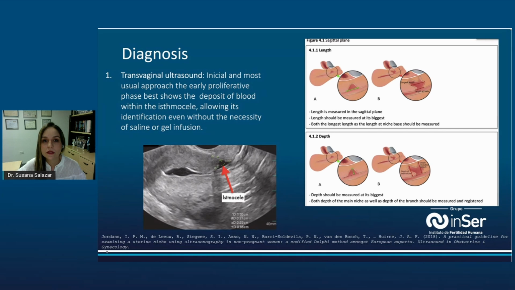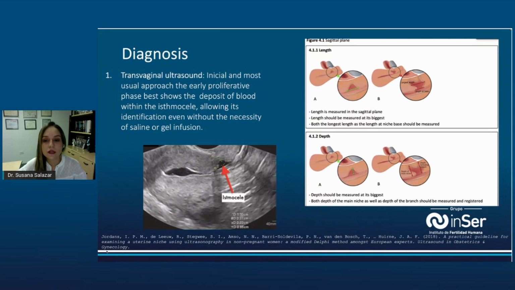According to all experts, there should be two different measurements performed, the length and the width of the main niche, which is wider higher up than the niche base. Both measurements at the base of the niche, as well as the largest distance, should be reported. If visible, branches should be measured and reported. In that situation, the depth of the niche and the residual myometrium of the main niche, and including a branch, should be measured separately.